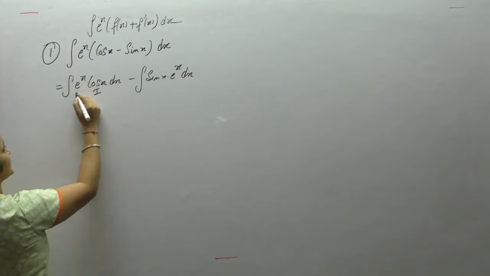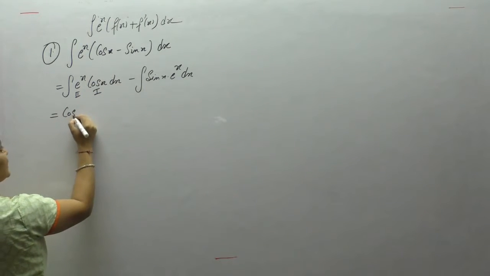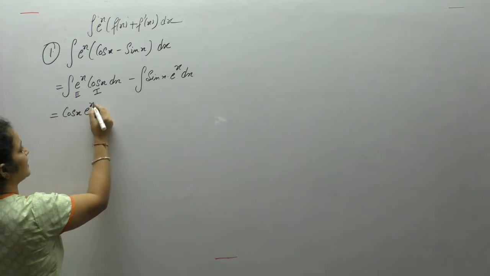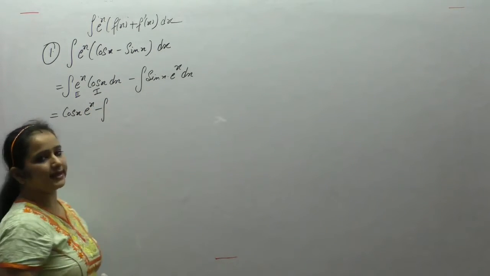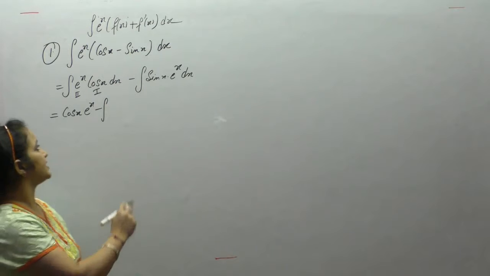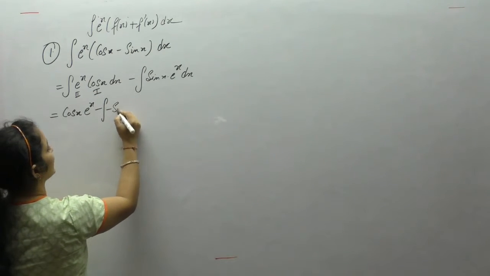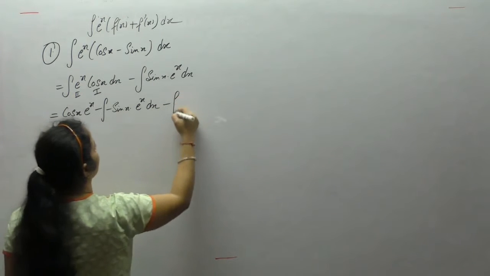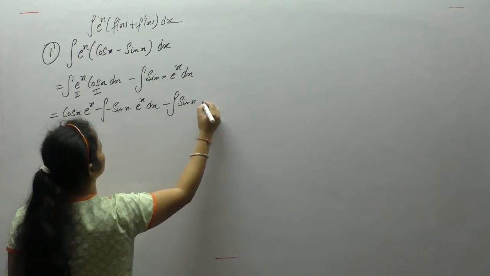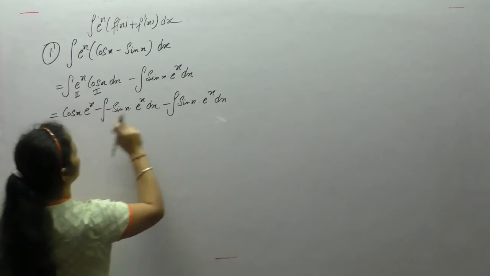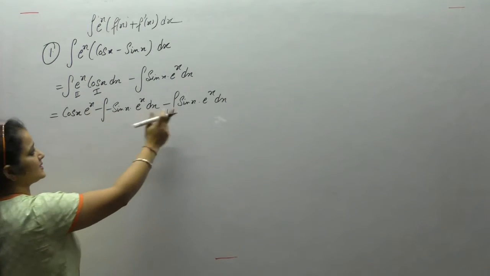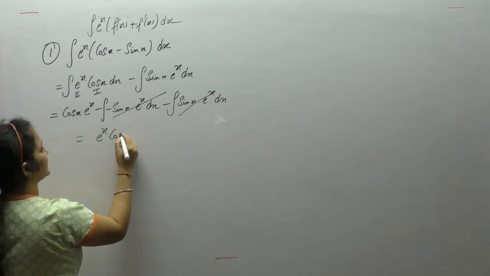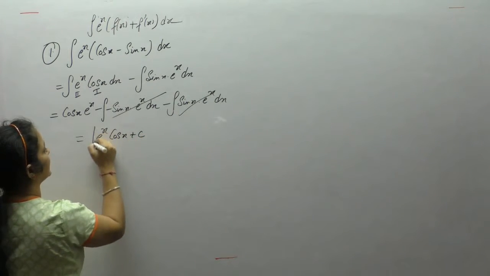First and second. First function as it is, integral of e^x is e^x, minus integral of derivative of first. Derivative of cos is minus sin. Integral of e^x is e^x. Sin x into e^x dx. Minus minus plus, and this term is of minus sign. So what we get? e^x cos x plus c.